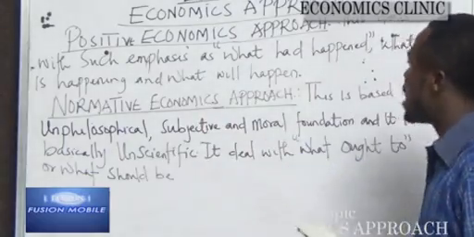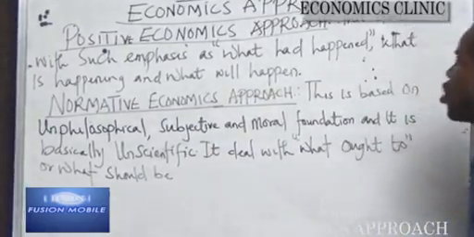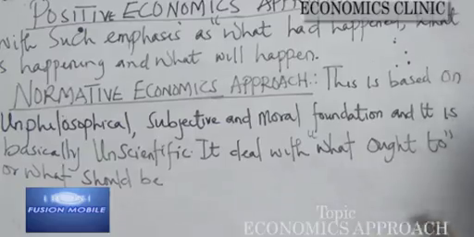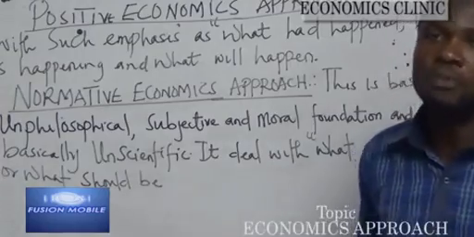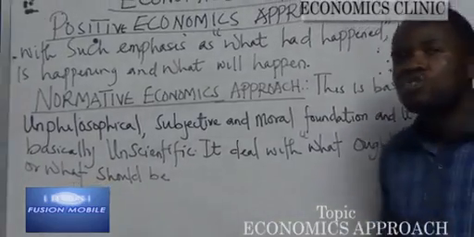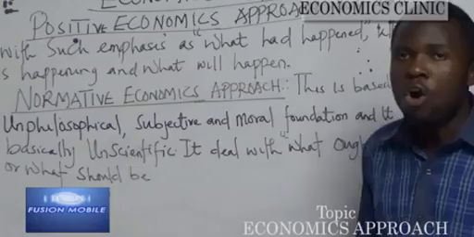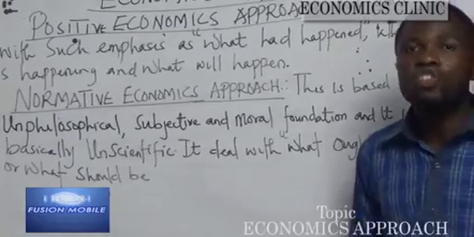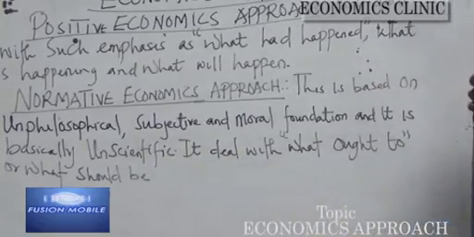For a normative economic approach, this is based on a philosophical or subjective or moral foundation, and it is basically unscientific. It actually deals with what ought to be or what should happen. Now, an example to give in this is that solving inflation or creating more jobs should be the priority of the government. This normative is not value free, and it is philosophical as it is written on the board.